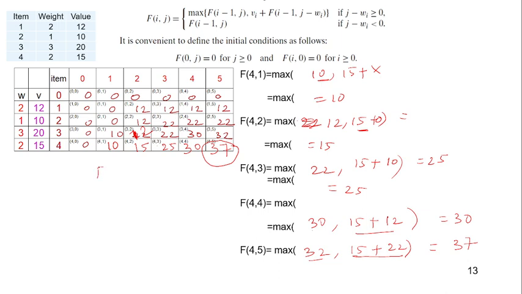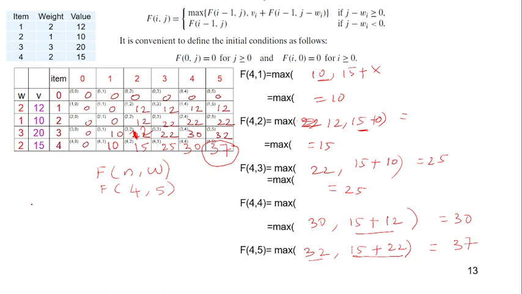This table, what is the index? F of n comma w. F of n comma w, that is f of 4 comma 5. Here the index starts with 0, no? So 4 comma 5. So this is the total weight, and this is the total value of the items that can be put into the knapsack.